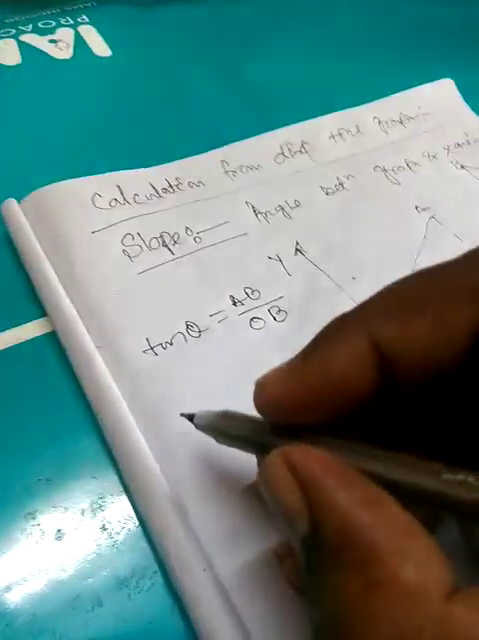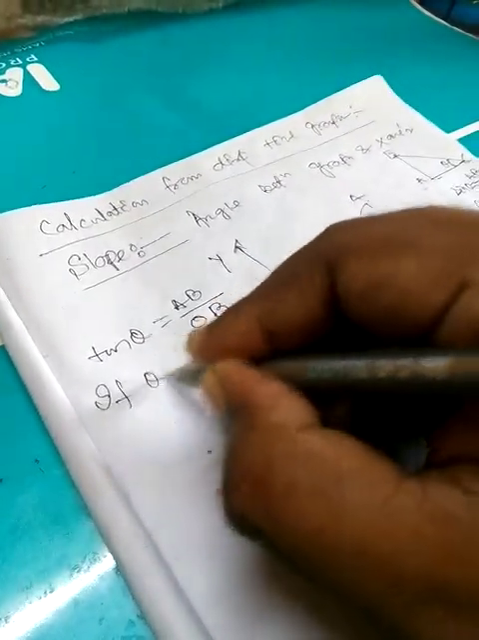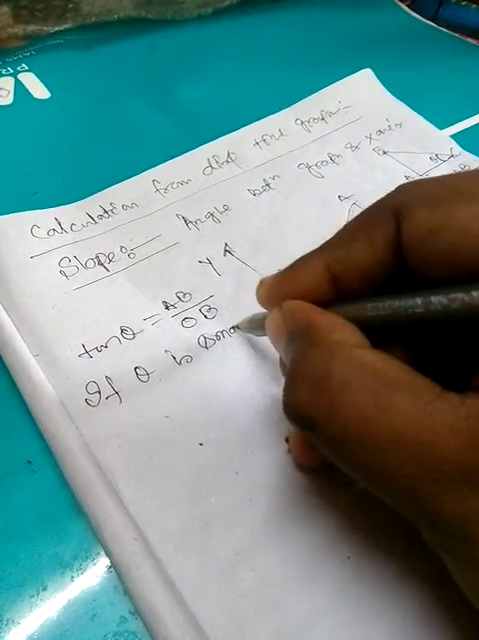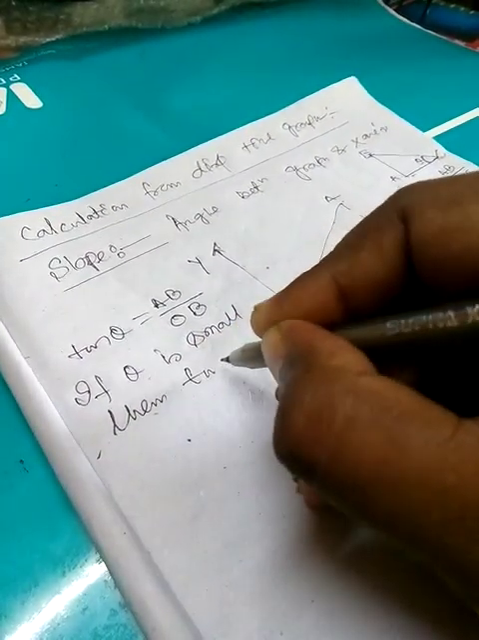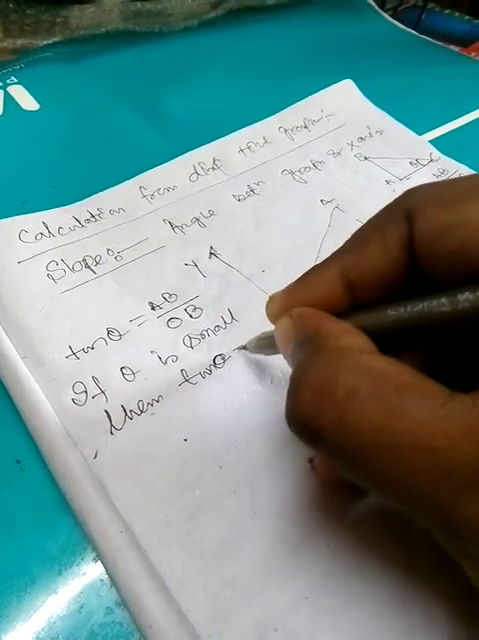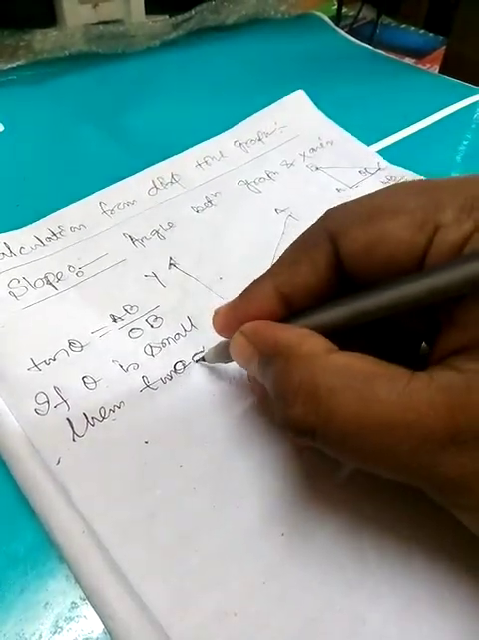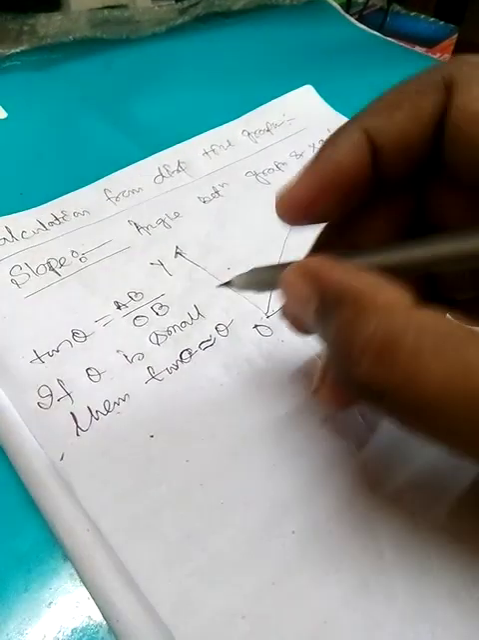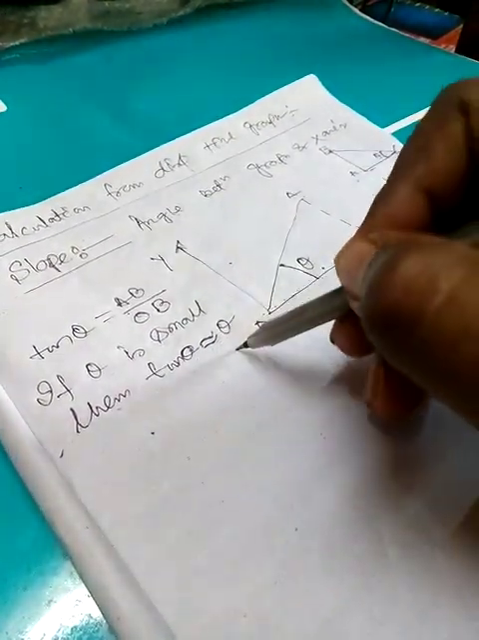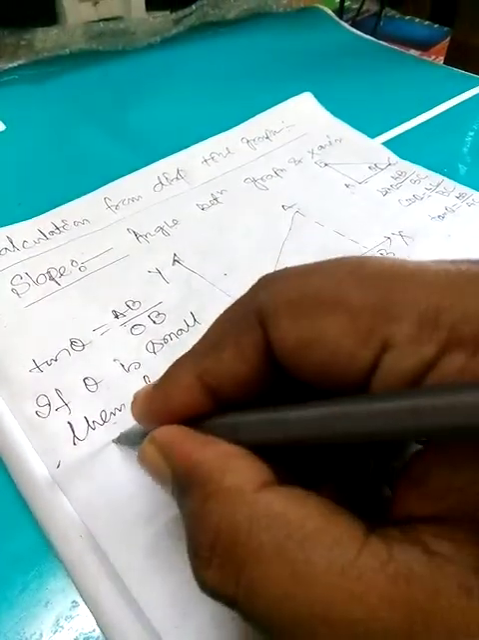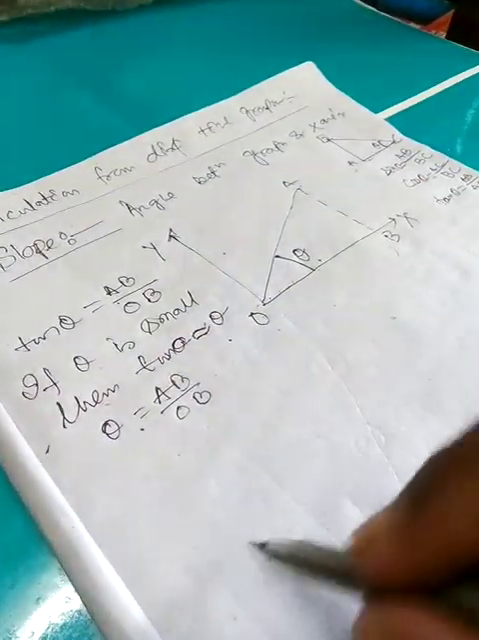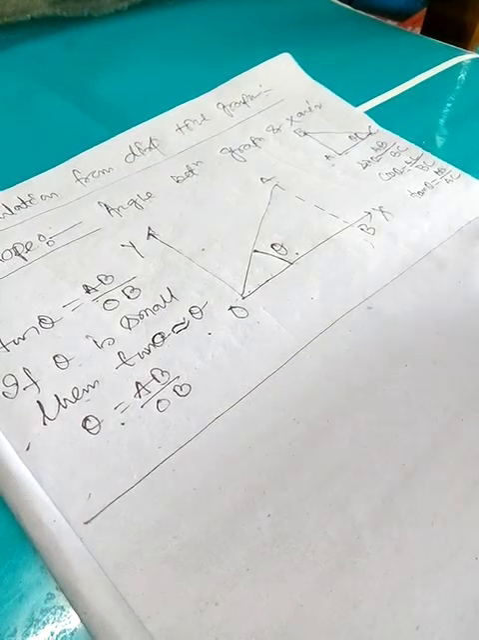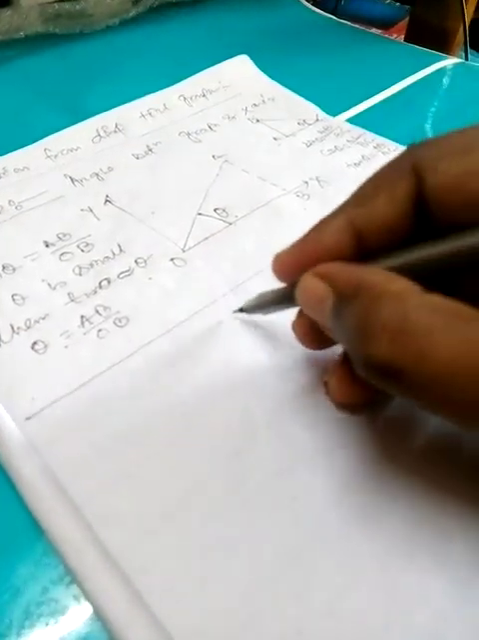Now there is a condition: if theta is small, then tan theta is nearly equal to theta. So tan theta can be taken as theta if theta is small. So theta equals AB by OB. Now this idea we want to use in the displacement time graph.